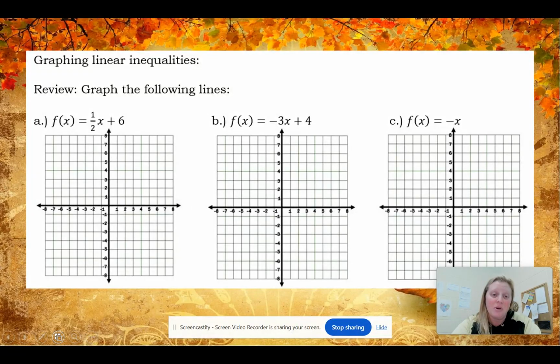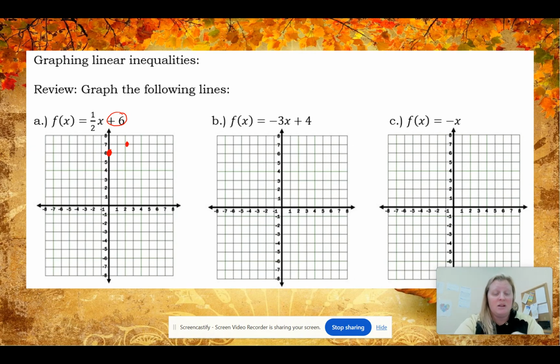Okay, so today we are going to graph linear inequalities. Before we can do that, I just want to go over and make sure that we remember how to graph a line. So you're going to start at your y-intercept of 6. You put a dot right here. And then your slope is 1/2. That means you're going to rise 1 and run to the right 2.